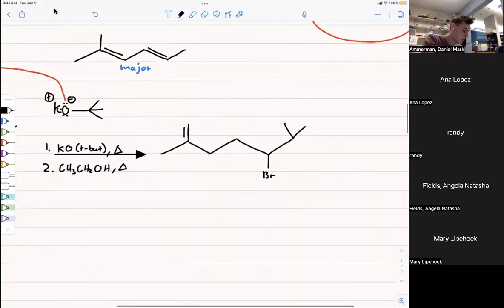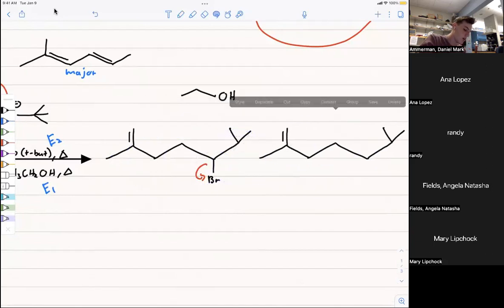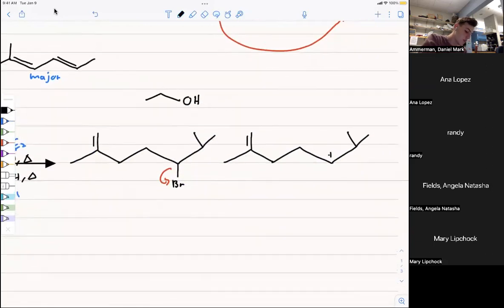The second thing we're doing is using ethoxide. Oh, and sorry, we know we were doing E2 for the first step because we have a strong anion and heat, and we know we're doing E1 here because we have a weak neutral base and heat. So here, first step, leaving group leaves, bye-bye bromine. And then we have a carbocation.